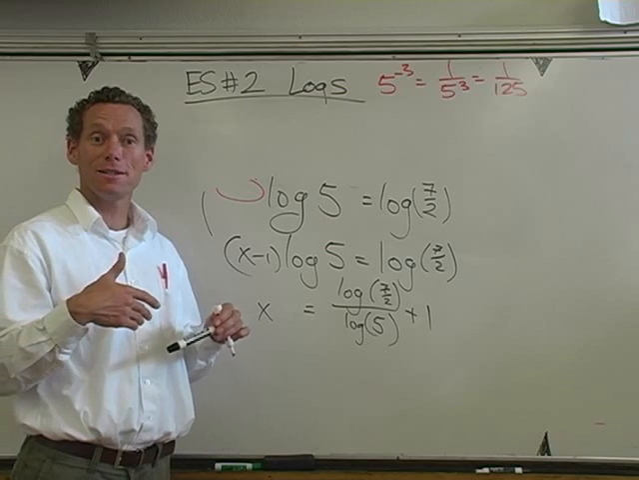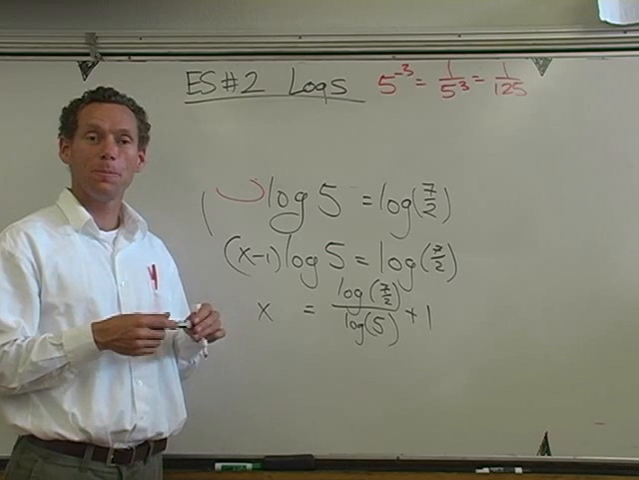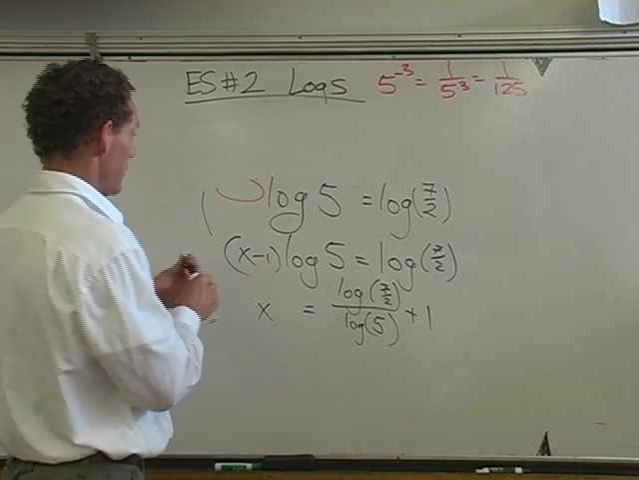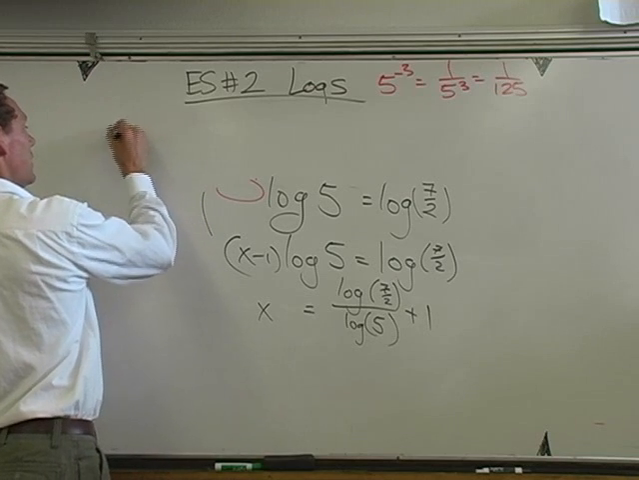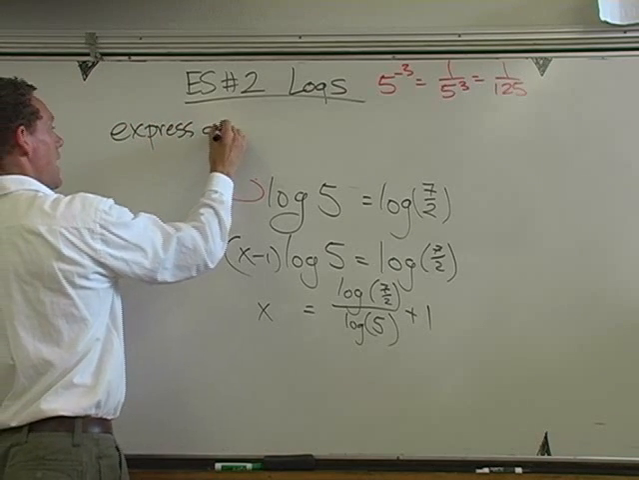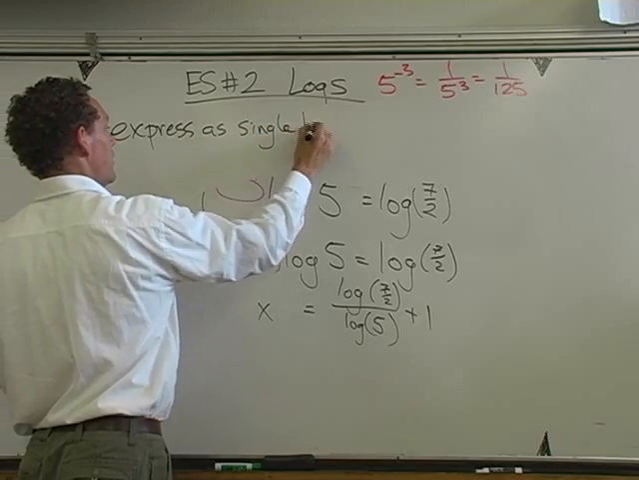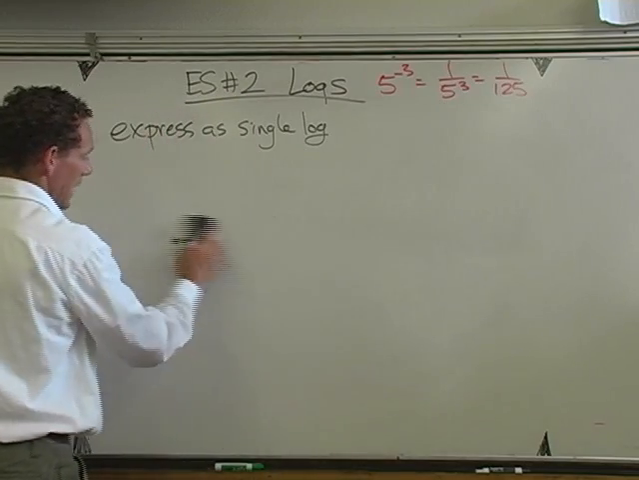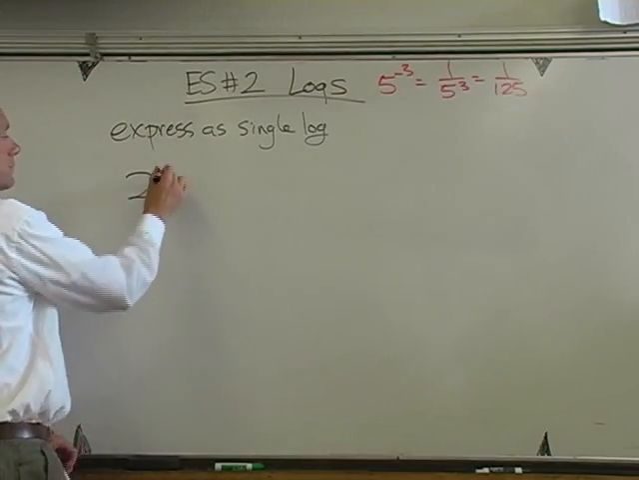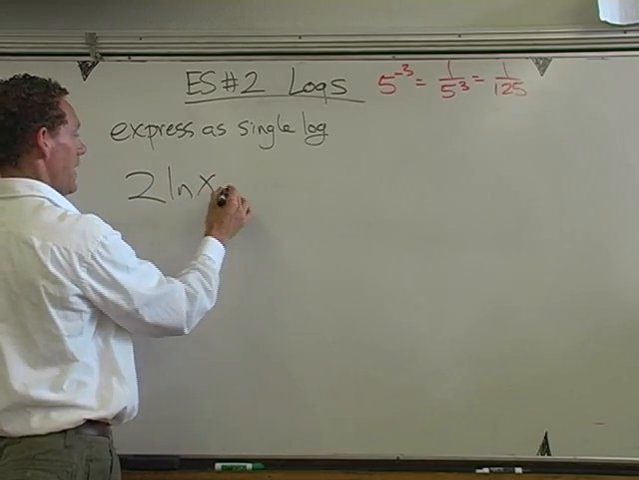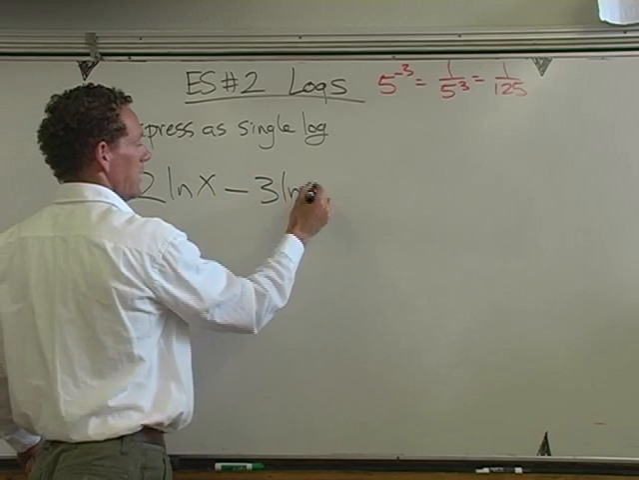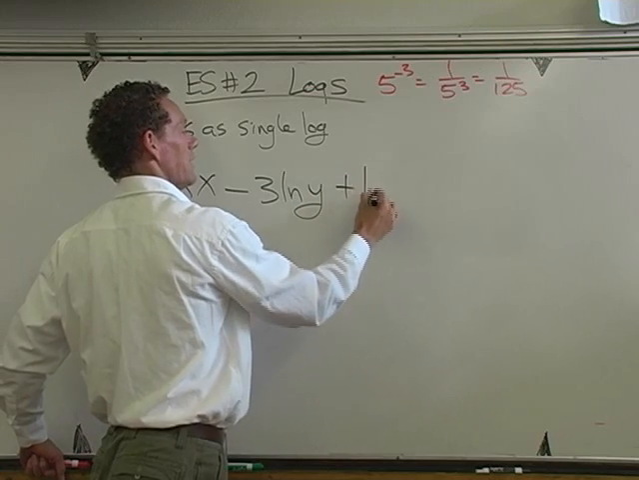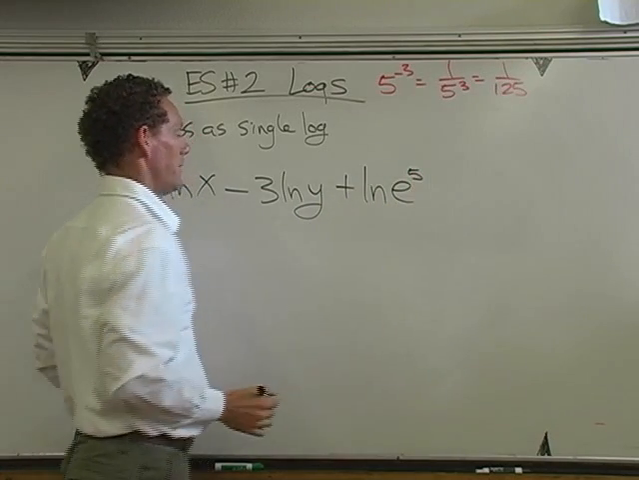Yeah, it's going to say express. Jonathan? Like ln or e, those are confusing. Those were confusing. Okay, so let's do one with natural log. So here's what it's going to say. Something like express as a single logarithm. So we could have 2 ln of x minus 3 ln of y, and to make it kind of confusing, how about plus ln of e to the 5th?